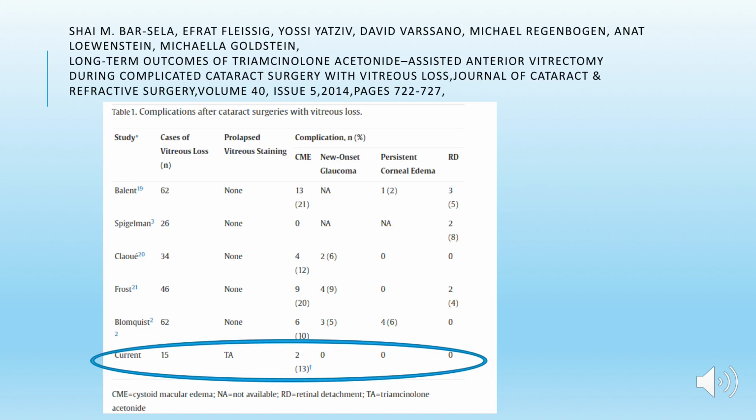This beautiful paper published in JCRS in 2014 shared the long-term results of the use of triamcinolone acetonide during anterior vitrectomy. It says that there were around 15 cases where this drug was used to stain the vitreous during anterior vitrectomy. None of the cases had complications of persistent corneal edema, glaucoma, or retinal detachment. Two patients, though, did develop cystoid macular edema.